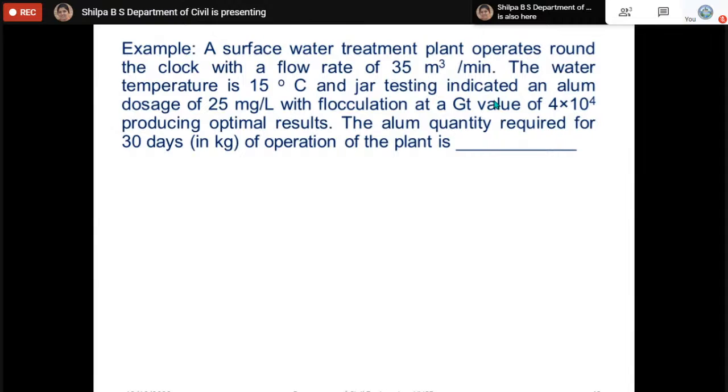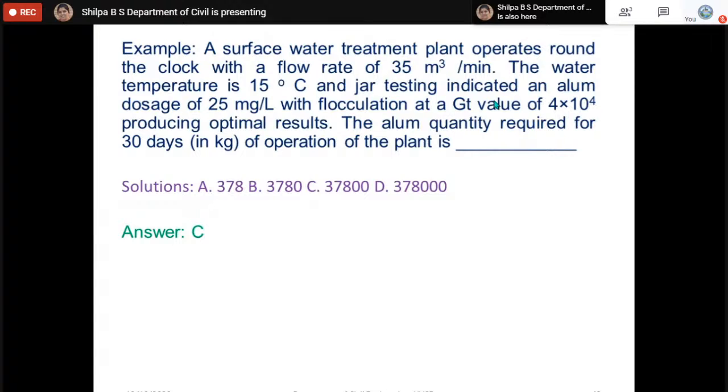Here they give additional data to confuse you. In this particular problem, we do not need either the temperature or the GT value. We need only the total flow rate and the dosage of the alum. They have given 4 solutions. The answer is some number of kg of alum required to treat that quantity of water in the water treatment plant. So how? Let us see.